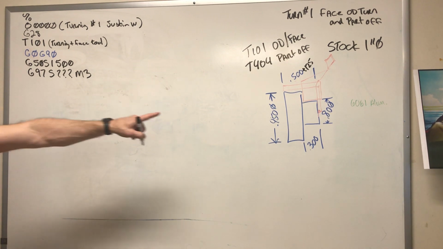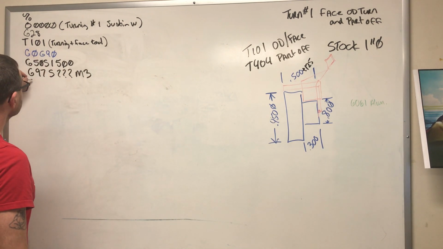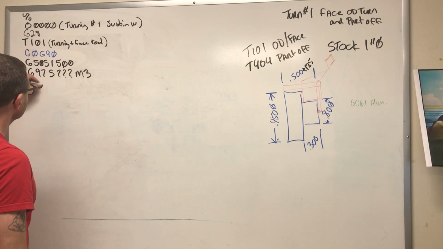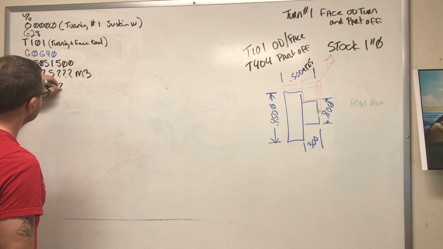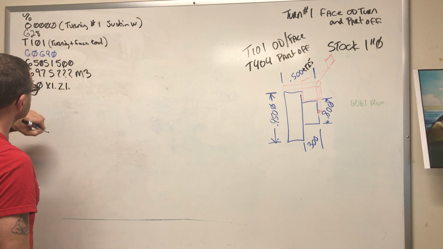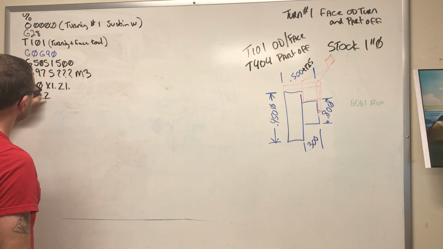Okay, so we've got to take our part, we've got to face it off. So what we're going to do is, we've got all this started up, we're going to G0, rapid movement, to X 1 inch, Z 1 inch. Now we're going to go ahead and go Z 0.1.